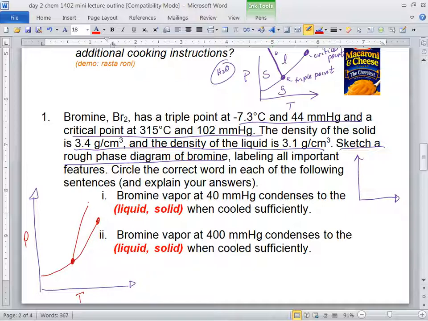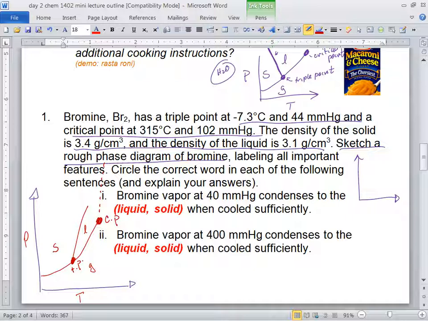Okay. It says label all the important features. So I guess it's expecting you to label solid, liquid, and gas, right? It's expecting you to label the triple point. I can just write TP, right? The triple point and the critical point. And if you like drawing little dashed lines to say that's where liquid stops, that's fine. It is really no big deal. I think that's about all there is really to label.